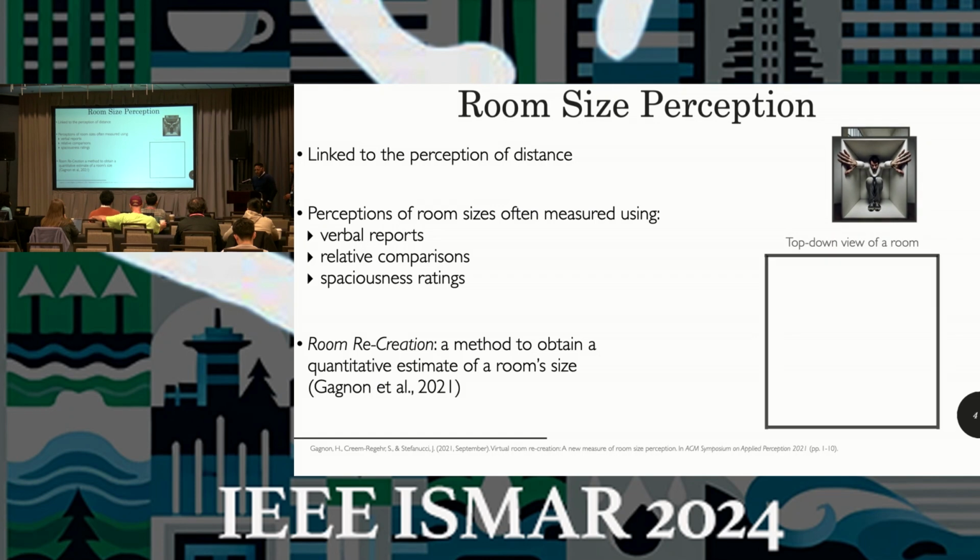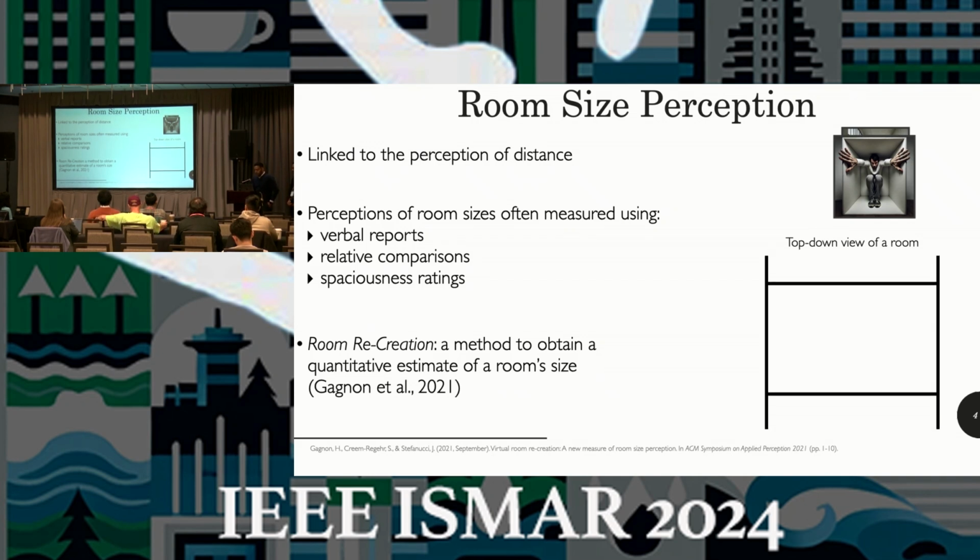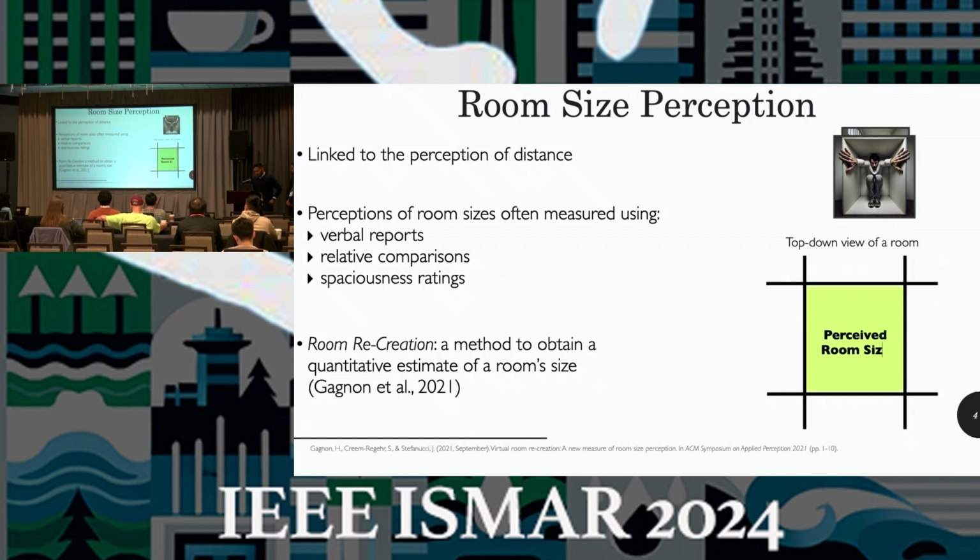Recently, Gagnon and colleagues introduced what they call room recreation, which is a method to obtain a quantitative estimate of a room size. To do this, users could adjust the shapes or the walls of the room, reflecting how large they perceive the space to be.